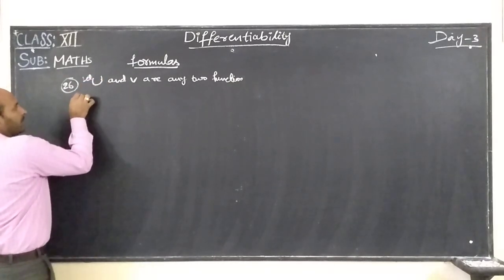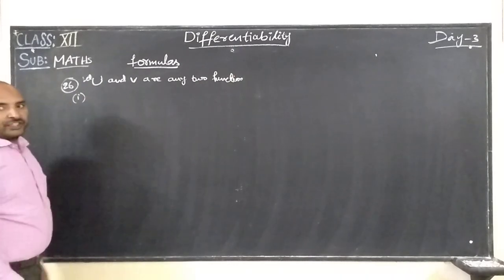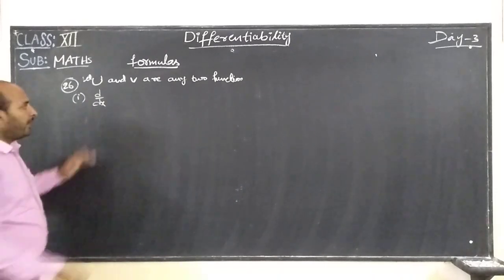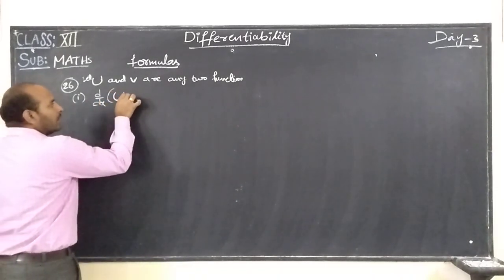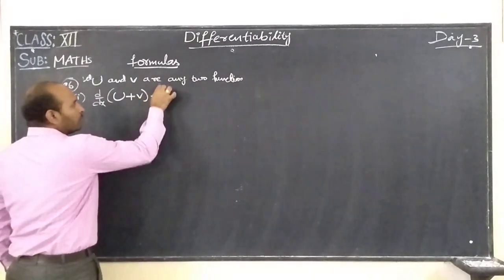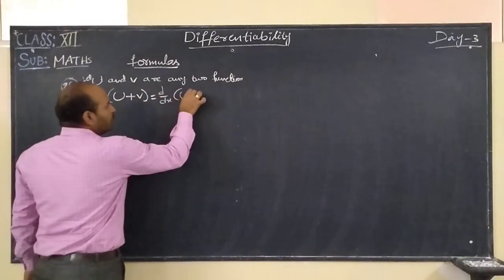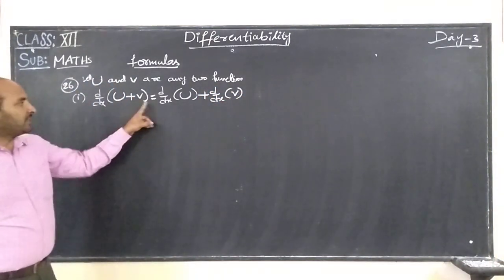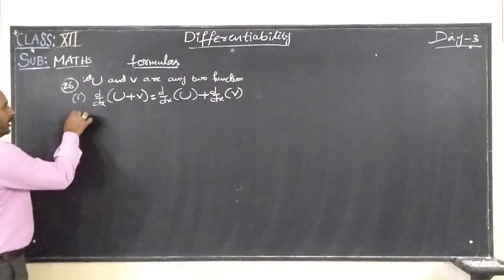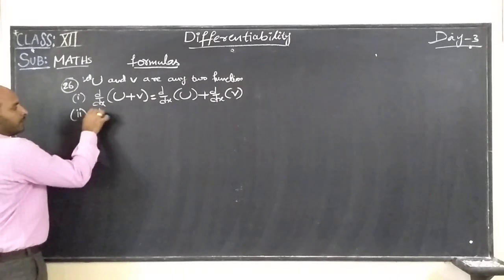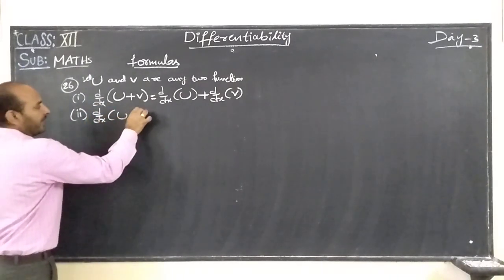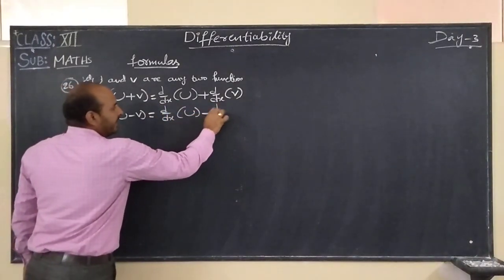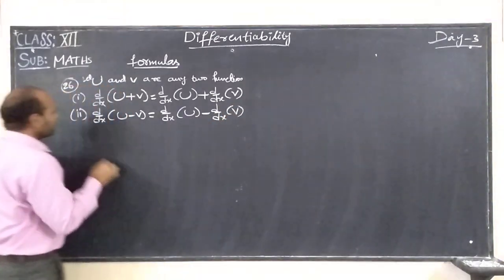We can write the sum of the two functions d by dx. This is the notation, derivative of the function with respect to x. Sum of the two functions u plus v is equal to d by dx of u plus d by dx of v. Apply the derivative to both functions. Next, the difference of two functions, d by dx of u minus v, is equal to d by dx of u minus the derivative of the function v.